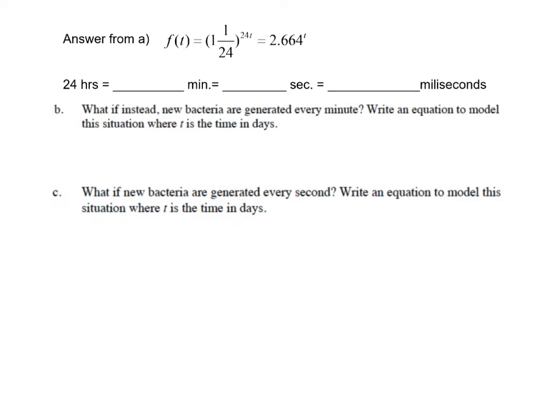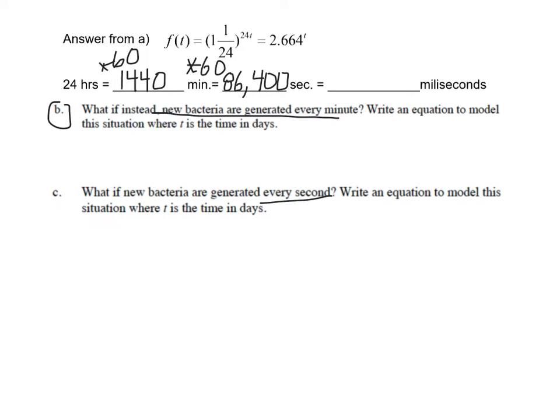And now, what if instead the new bacteria are generated every minute? So let's convert 24 hours to minutes by multiplying by 60, and we end up with 1,440 minutes. Now we also want to do that every second. So now we got to take minutes and multiply by 60 again, and we will have 86,400 seconds.